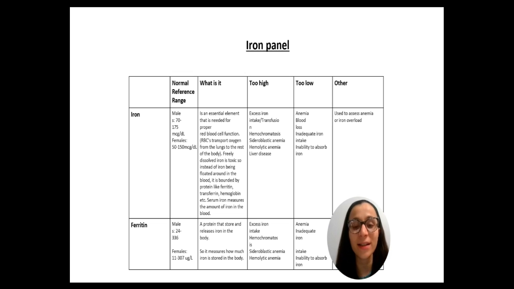Next we go on to ferritin. Ferritin is different in males and females, the amount. It's a protein that stores and releases iron in the body. So basically, it's a measure of how much iron is stored in the body. Too much, it could be that they're taking in too much. Too little, it could be that they're not taking in enough iron, or that they can't absorb it for some reason.